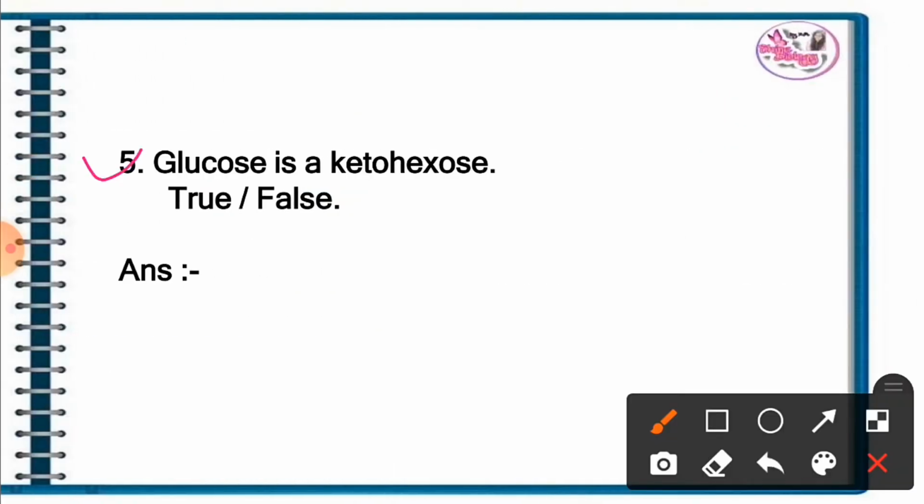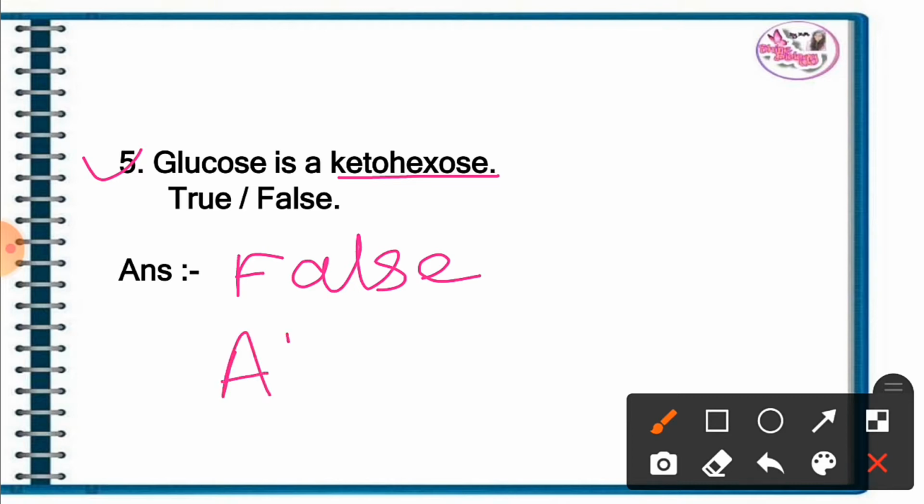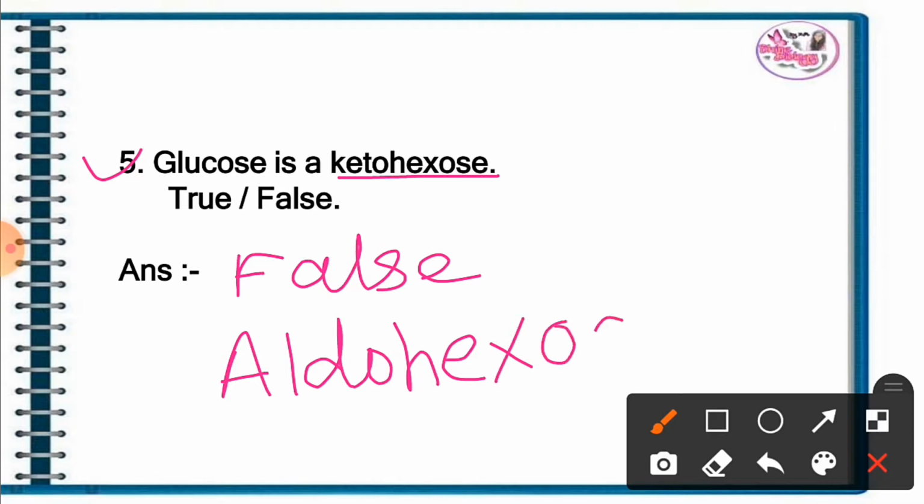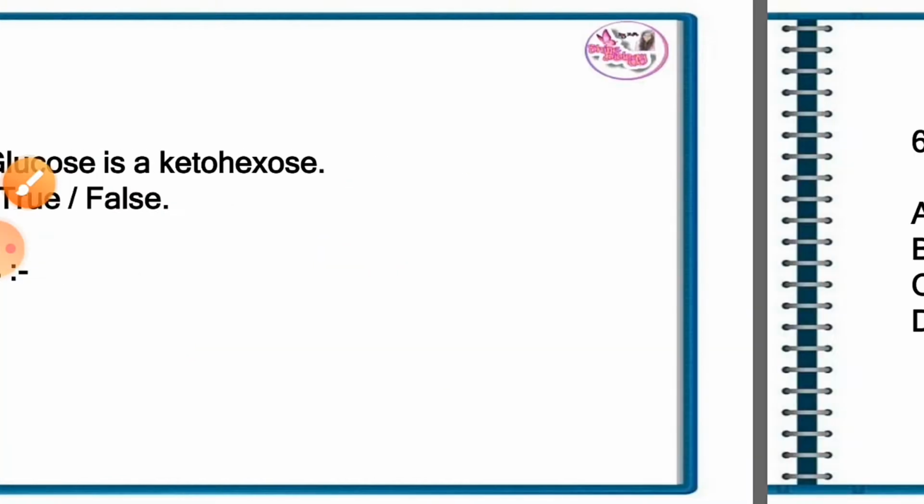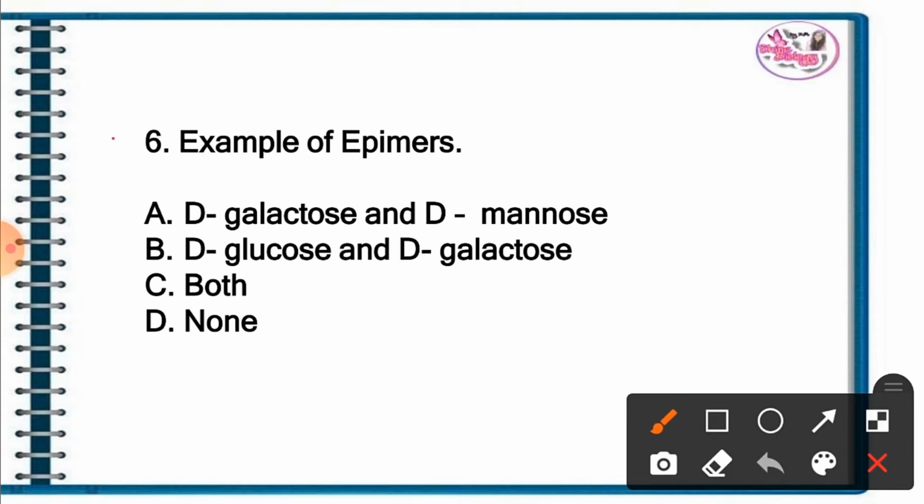Question 5. Glucose is a ketohexose. Answer is false, because glucose is an aldohexose, not a ketohexose. Question 6. Example of epimers. The answer is option B. D-glucose and D-galactose are the example of epimers.